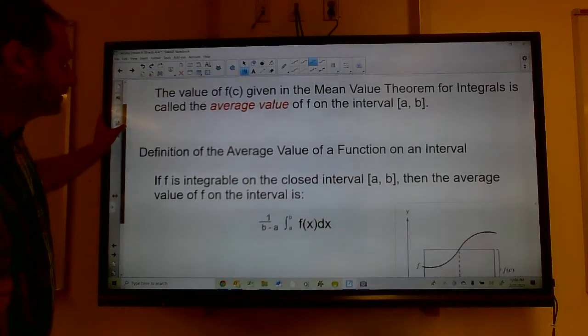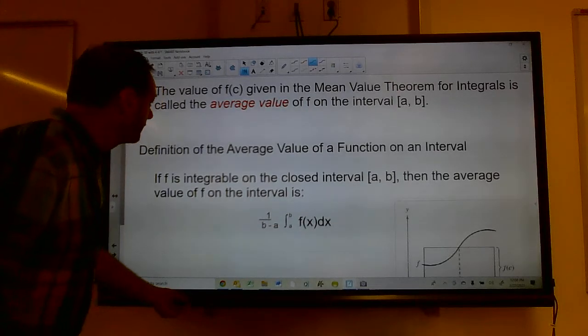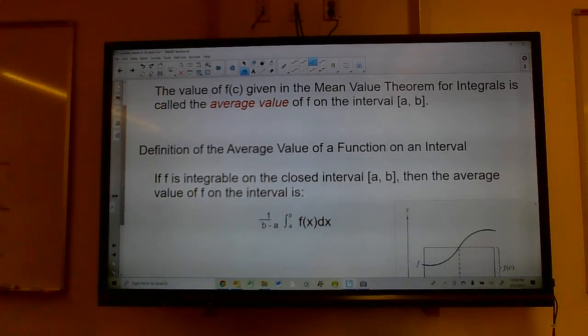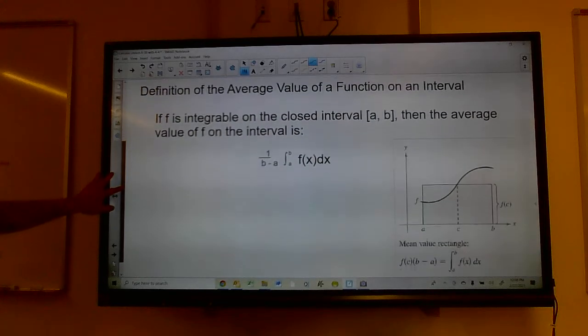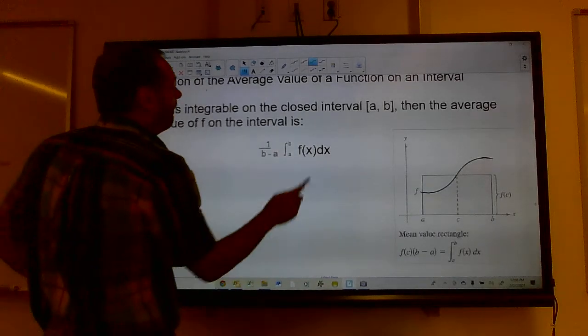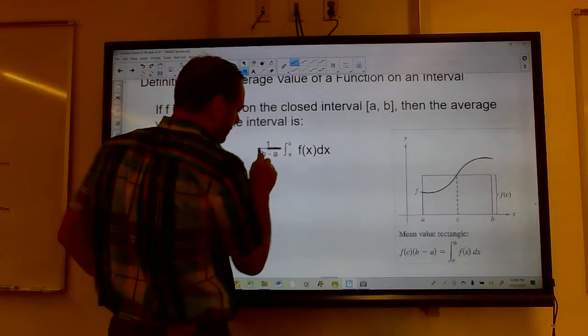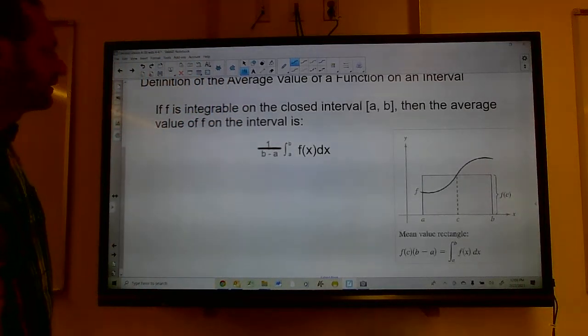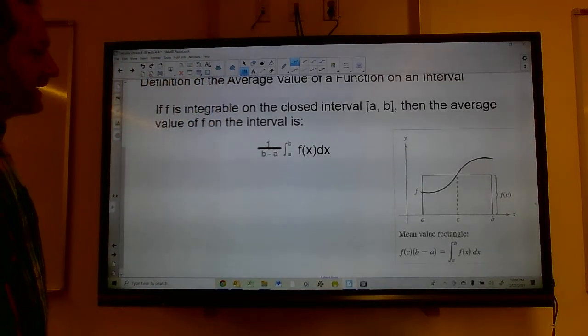Average value of a function. The value f of c given in the mean value theorem for integrals is called the average value of f on the interval a, b. The definition is: if f is integrable on the closed interval a to b, then the average value of f on the interval is 1 over b minus a times the integral from a to b of f of x dx.